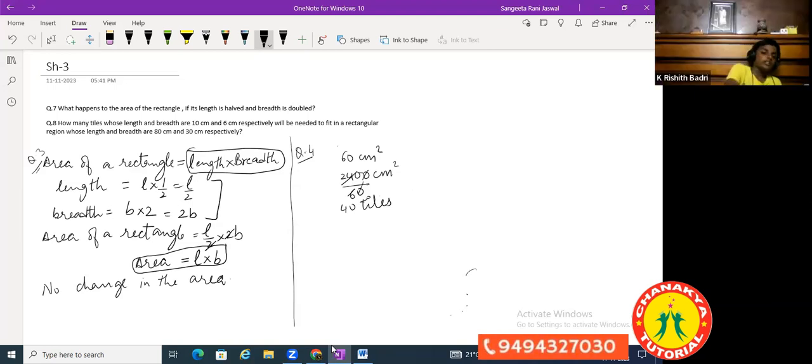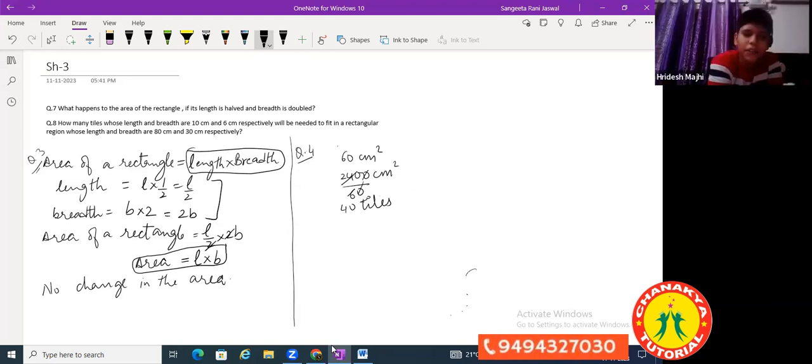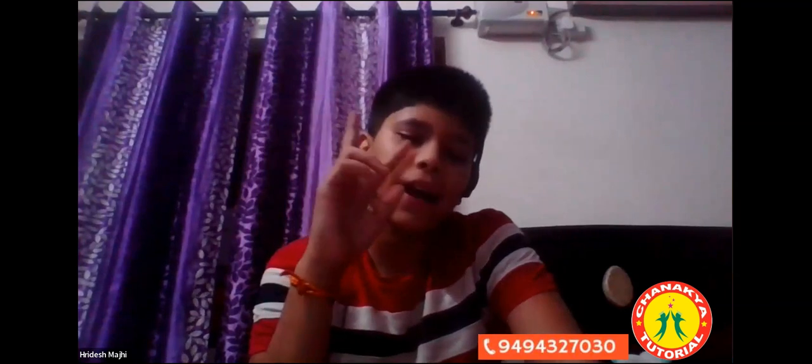Yes, in the same way, if we do the same, there is no change in area. If we need to find half of the length, we divide it by 2, so L by 2, and we make the breadth double, so B into 2. When we find the area, we need to multiply 2B and L by 2, and while multiplying, we cancel the 2's.